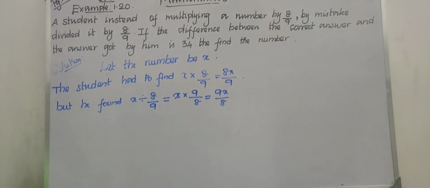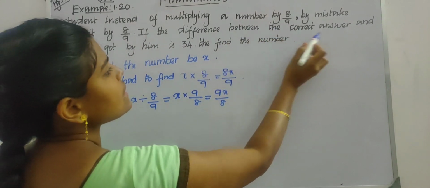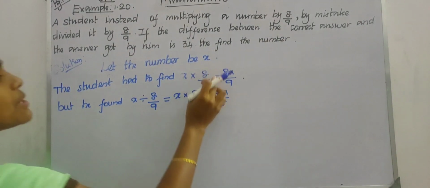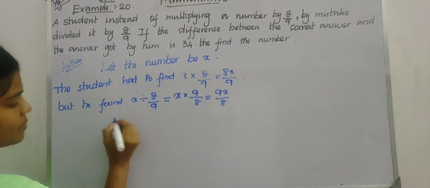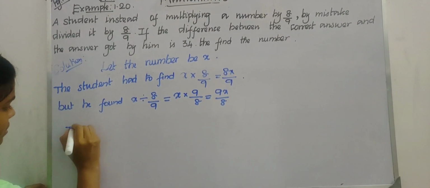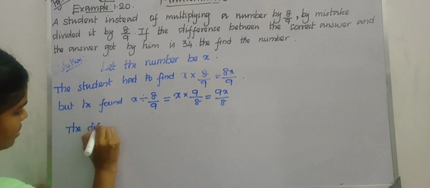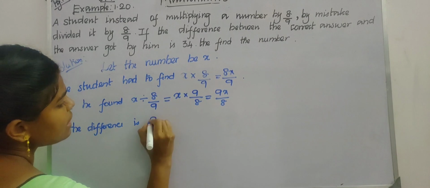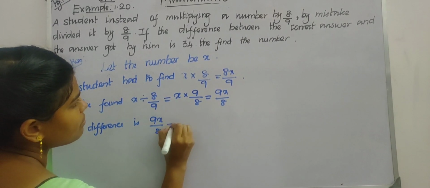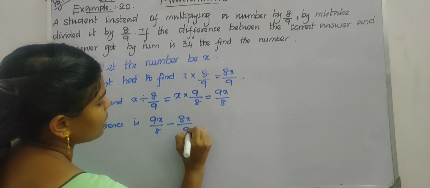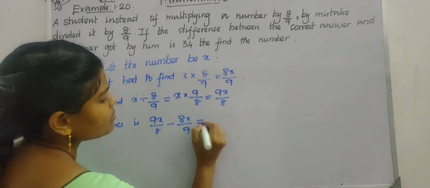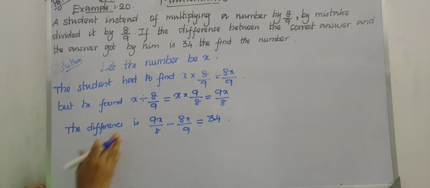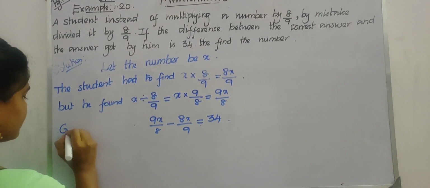And what is given? The difference between the correct answer and the answer got by him is 34. So the difference between these two is 9x upon 8 minus 8x upon 9 equal to 34. Simply we can write it as given.